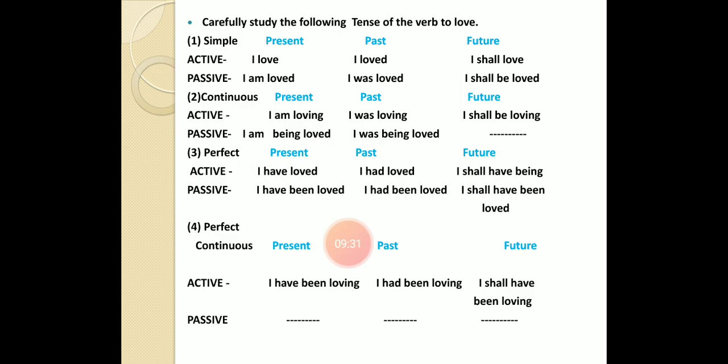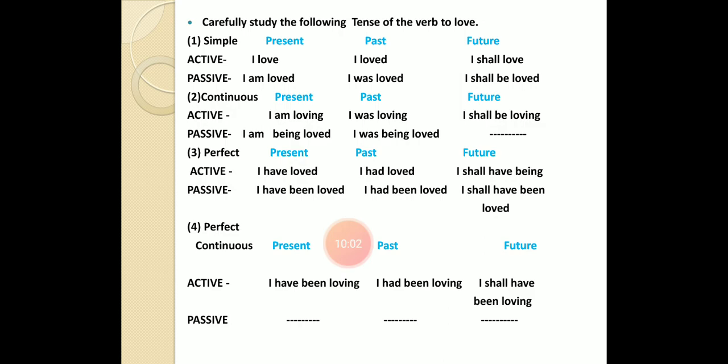Past indefinite, I loved, change into passive form, I was loved. I was loving, I was being loved in passive form. Past perfect tense, I had loved. Change into passive form as I had been loved. I had been loving, this tense, past perfect continuous tense, cannot be changed into passive voice.